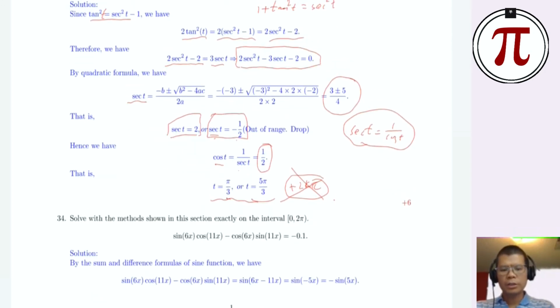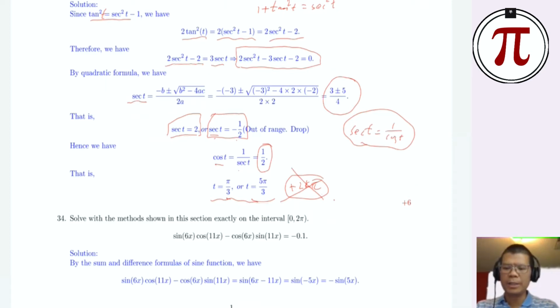Now let's consider question 34. Natalie, can you read first, please? Solve with the methods shown in this section exactly on the interval 0 to 2 pi. Sine 6x cosine 11x minus cosine 6x sine 11x equals negative 0.1. Very good. All right, very good.